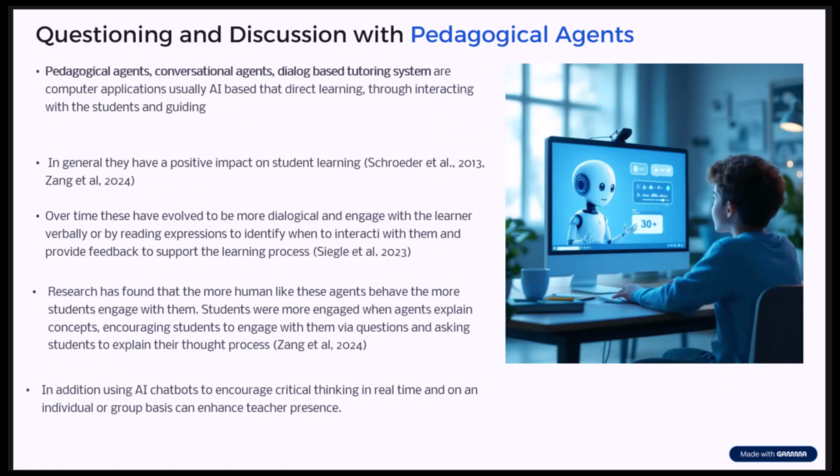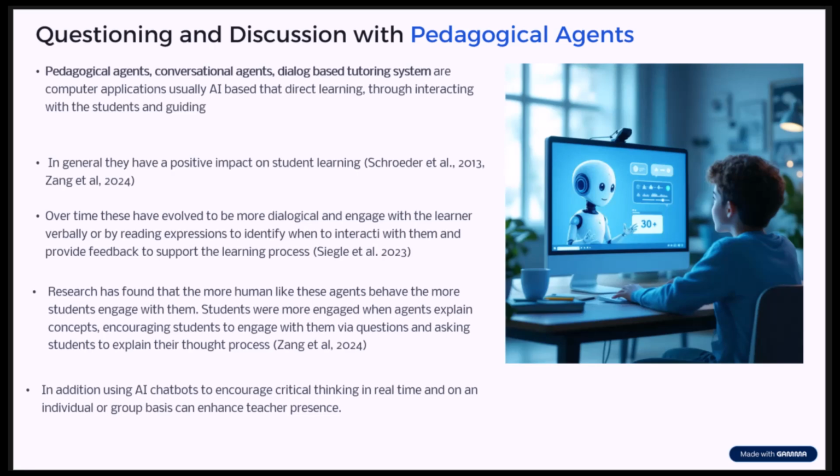The next task where technology can enhance teacher presence is through questioning and discussion. Looking forward, technologies such as pedagogical agents, conversational agents, or dialogue-based tutoring systems can facilitate this. These are computer applications, usually AI-based, that direct learning by interacting with students like a teacher to guide them. In general, they have been proven to have a positive impact on student learning.